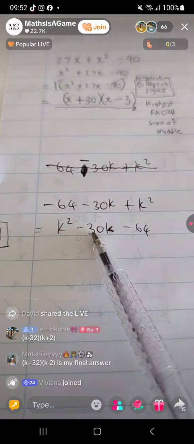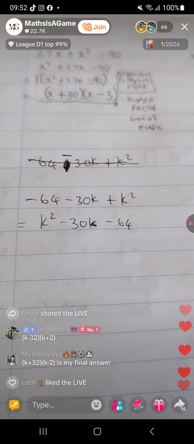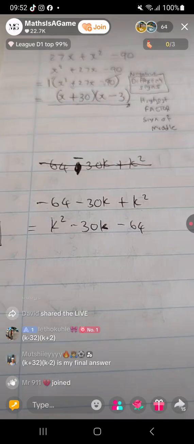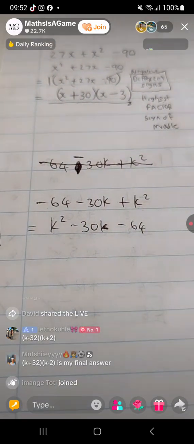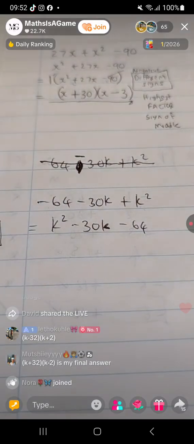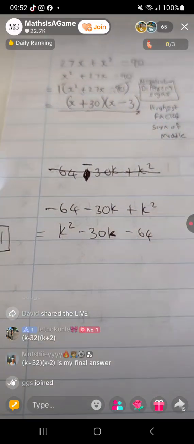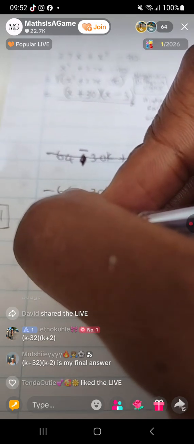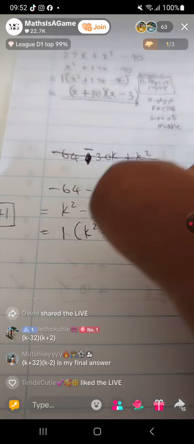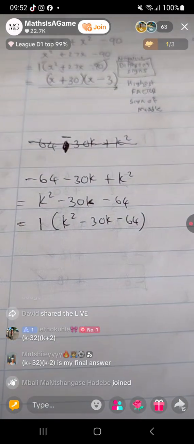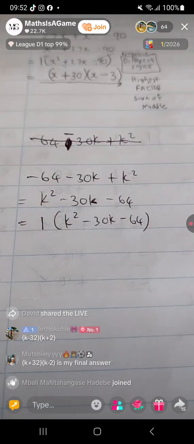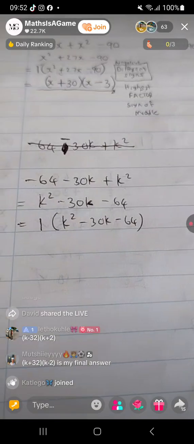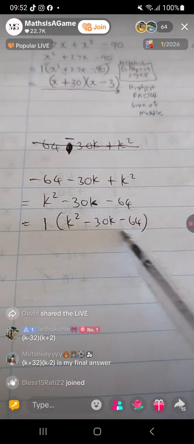Okay. So k squared minus 30k minus 64. Then the first question: how many terms? There are 3. Second question: do we need to apply the sign change rule? No. Third question: is there a highest common factor? Yes. Well, we take it out. It's what? Positive 1. We open the brackets: k squared minus 30k minus 64. From 3 terms, we now have 1 term.